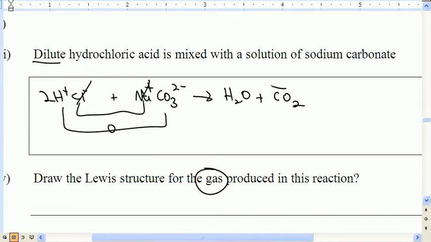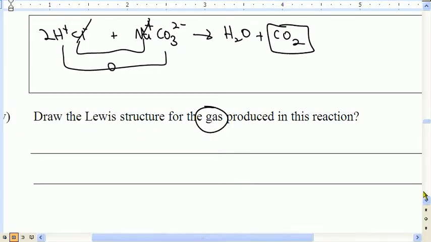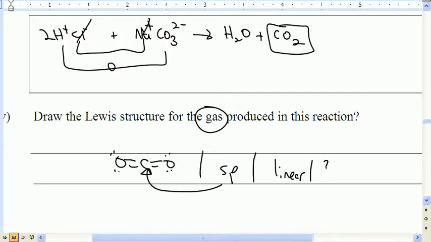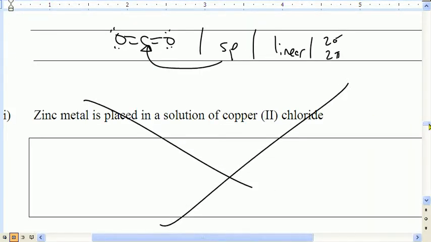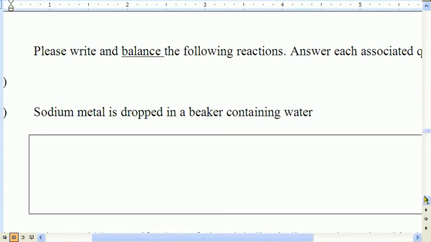We know that this one is the gas because it's got London intermolecular forces, no hydrogen bonding, and the Lewis structure for that is going to turn out to be that. It's sp hybridized at the central atom. It's linear. And there's 2 sigmas and 2 pi bonds. This one we don't have to do because I did it again.